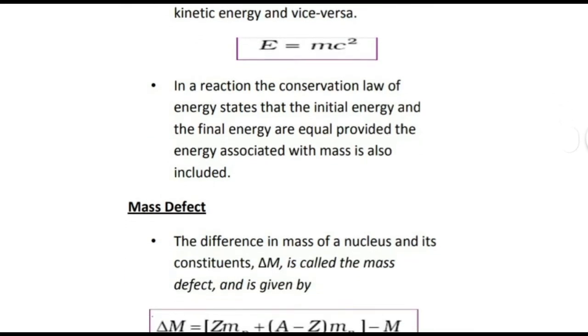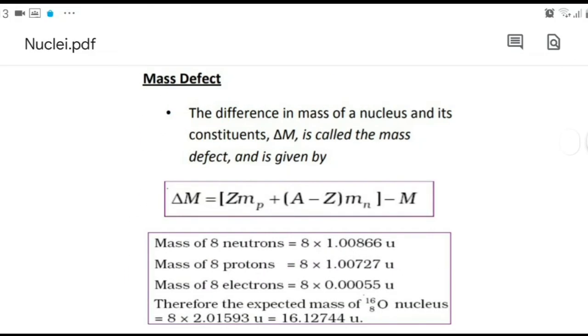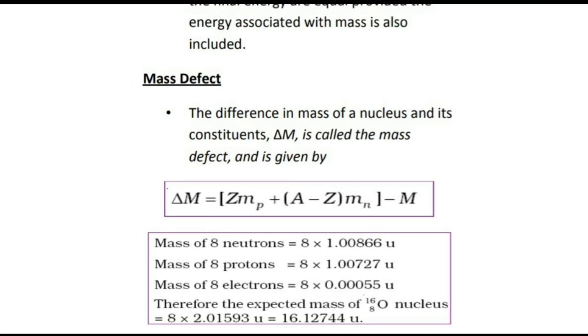Now coming to mass defect. In the case of a typical nucleus, we can find its total mass by experimental method. That means its actual mass we can find by experimental method. We can also calculate the total mass of nucleons in it. You know, inside the nucleus there are protons and neutrons. So their total mass we can find by calculation.